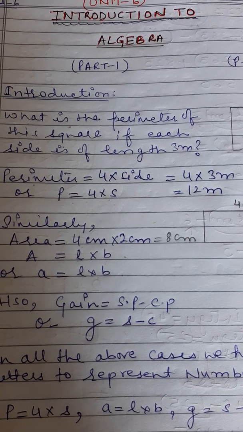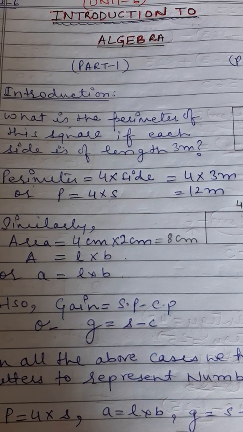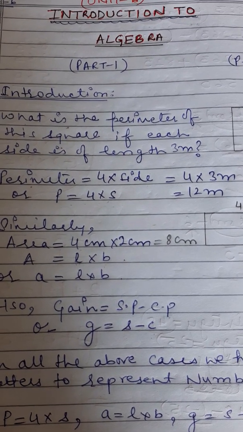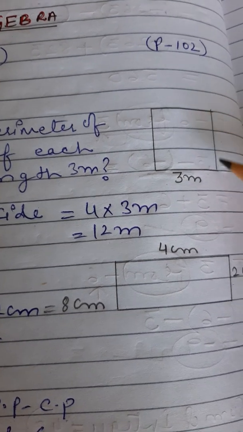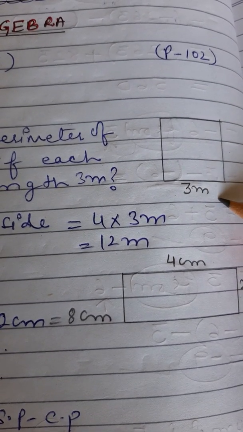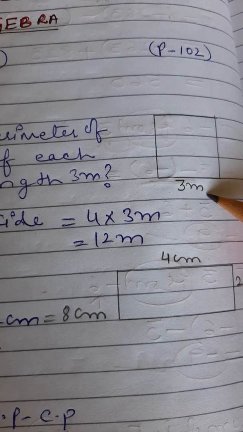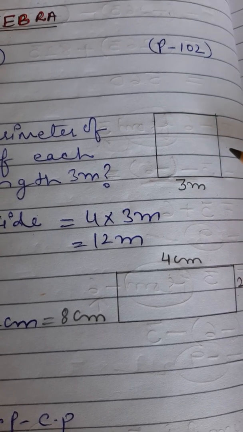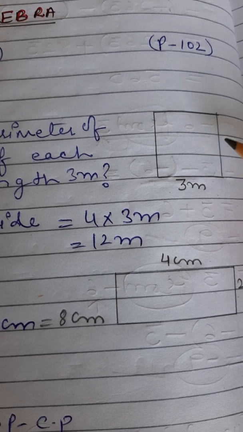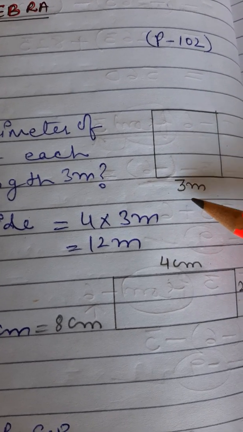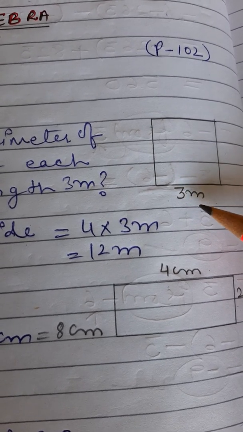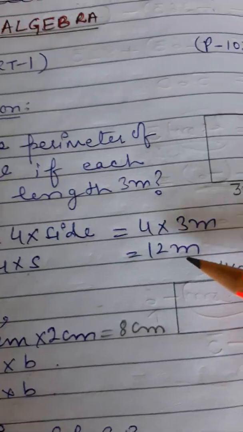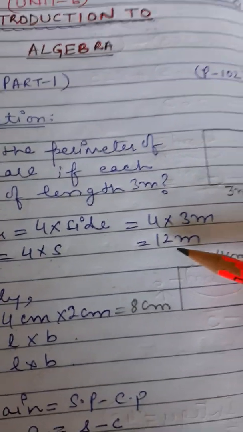Do you remember, students, how do we calculate the perimeter of a square or rectangle, or the area of a square or a rectangle? Let us take one example. This is a square having side 3 meter. How do we calculate the perimeter of this square? We multiply it by 4. So multiplying the side by 4, we will get 12 meter. So the answer here will be 12 meter.